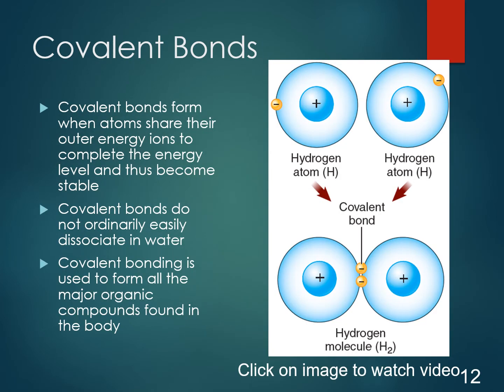When atoms form covalent bonds, they're sharing their outer electrons with each other. This makes them more difficult to break apart. So typically, covalent bonds do not dissociate in water. Covalent bonds usually contain atoms such as carbon, nitrogen, oxygen, and hydrogen. They make up organic compounds in our bodies like carbohydrates, fats, and proteins.